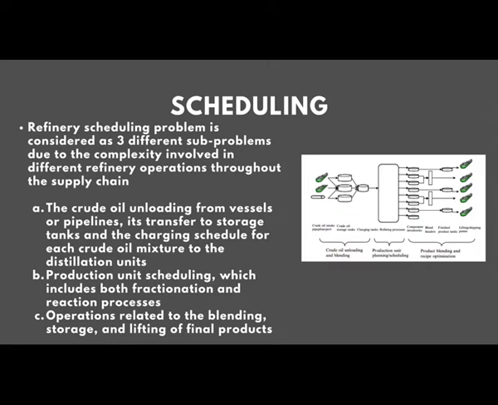Number two is production unit scheduling, which includes both fractionation and reaction processes. For example, within the refinery, some of the units will be operating in batch mode. If you have a lube refinery, for each unit we have to decide which unit will be processing which grade of lubricant oil. So this is where scheduling would be playing a very key role. Similarly, in the primary processing unit, there are refineries which produce kerosene and aviation turbine fuel in an alternate fashion. So how long the refinery should run on kerosene mode, how long it should run on aviation turbine fuel mode, all this depends on your schedule. Then finally, the operations related to the blending, storage and lifting of the final products, that is the tail end portion of the refining activity.